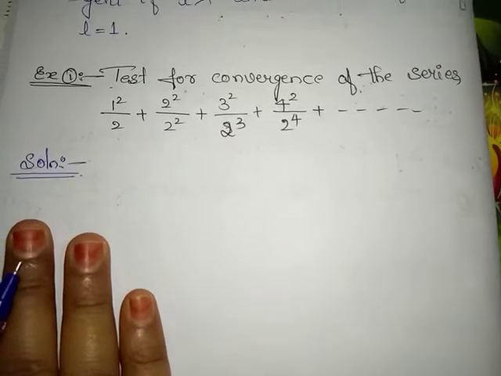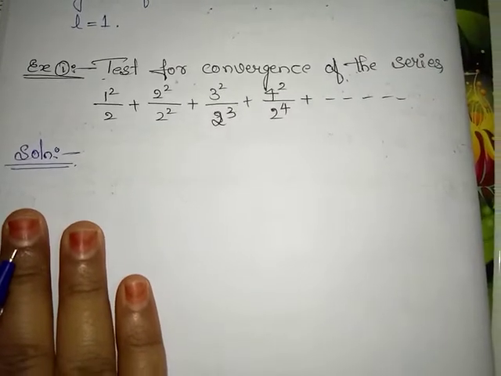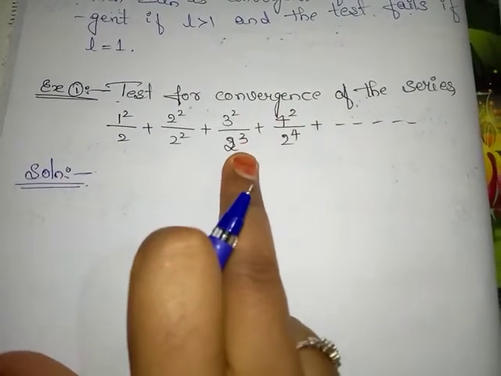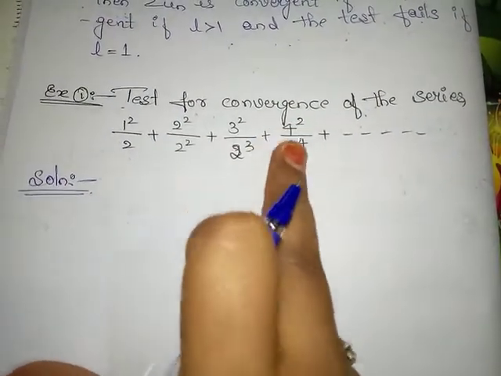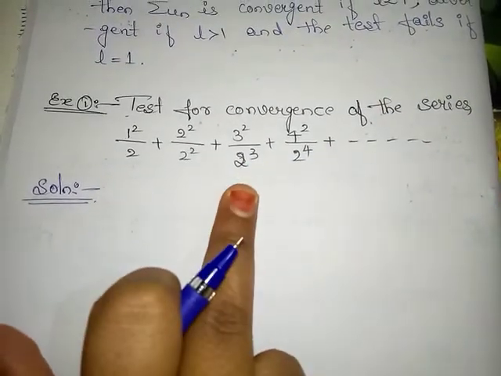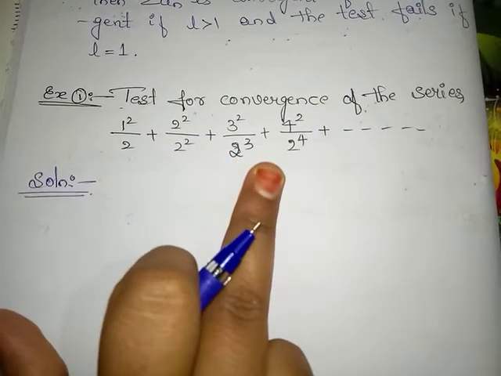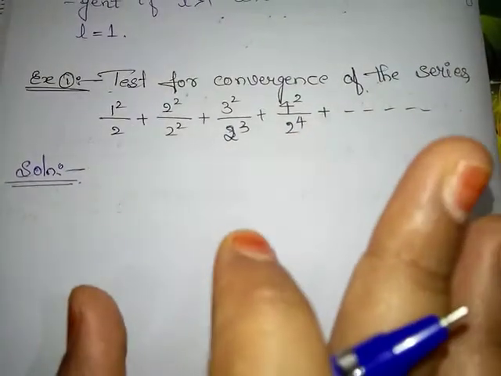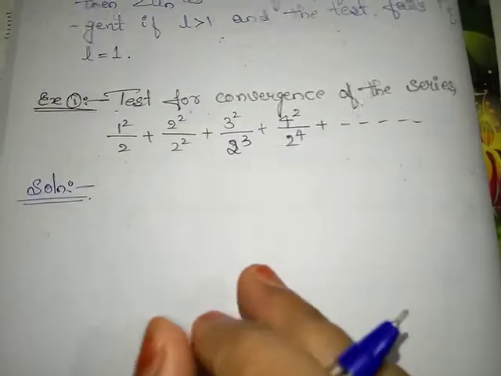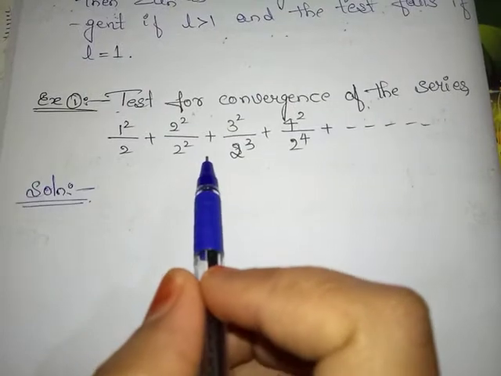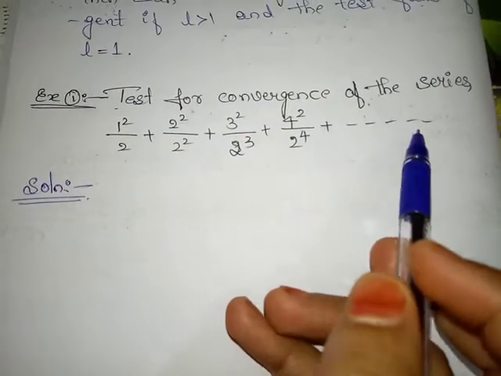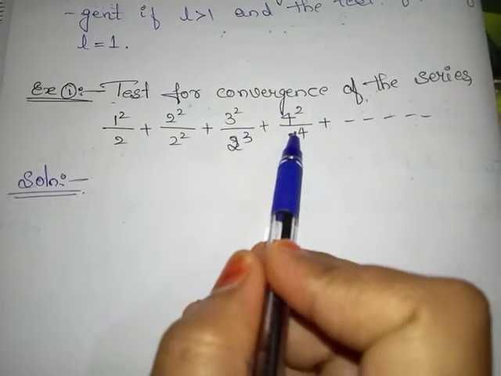First example, test for convergence of the series 1 square by 2 plus 2 square by 2 square plus 3 square by 2 raised to 3 plus 4 square divided by 2 raised to 4 plus and so on. We have to check whether this series is convergent or divergent by using D'Alembert's ratio test. Okay, now our first thing is, first we have to identify what will be the nth term of this given series.